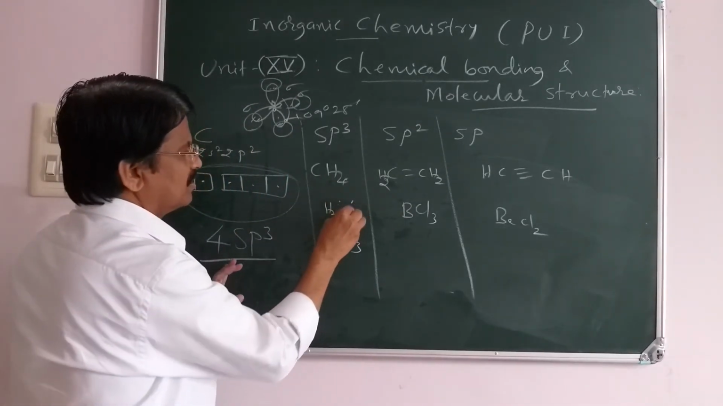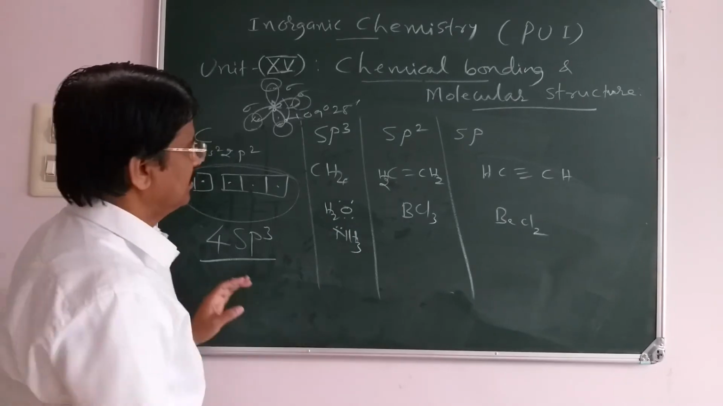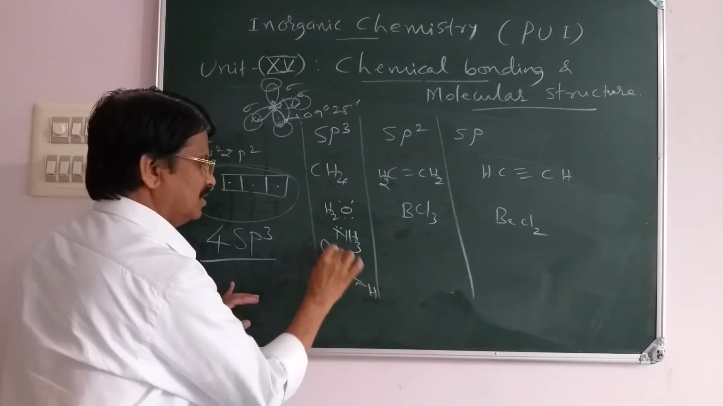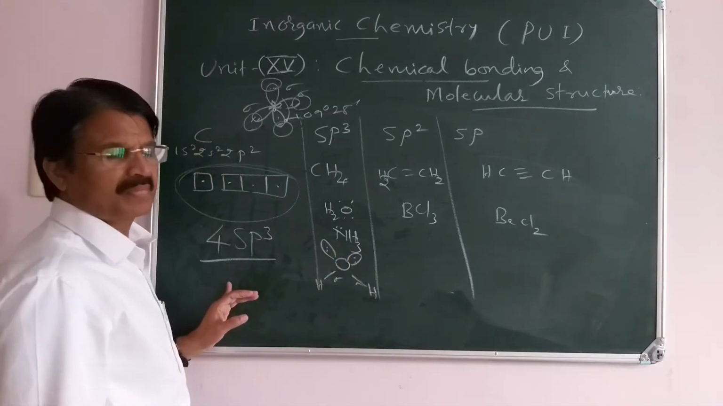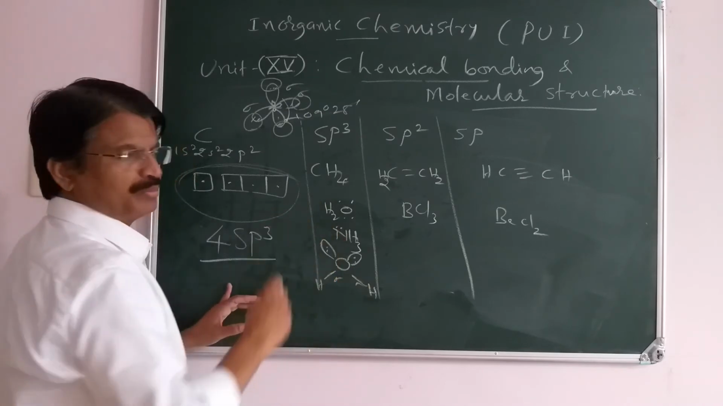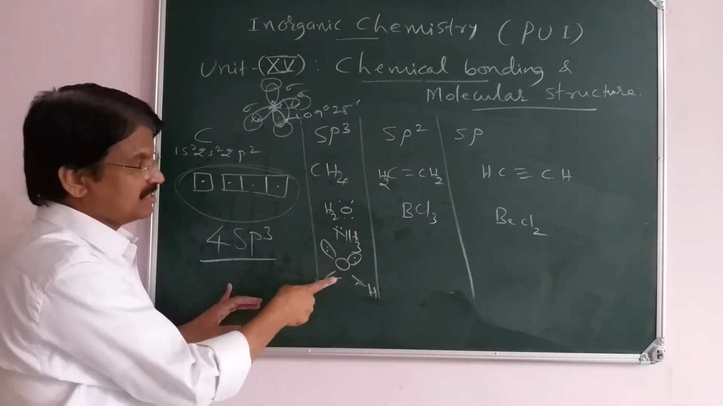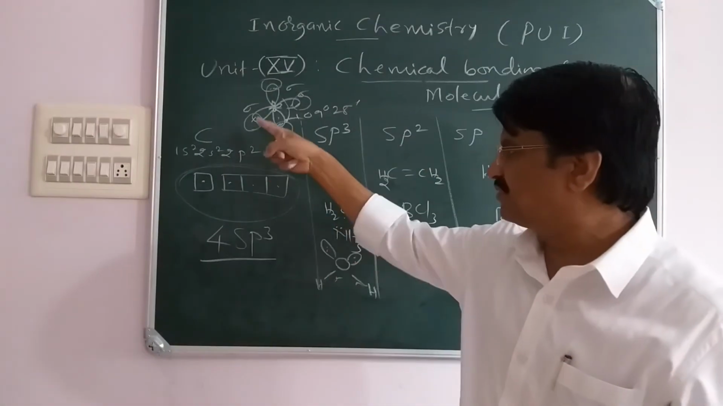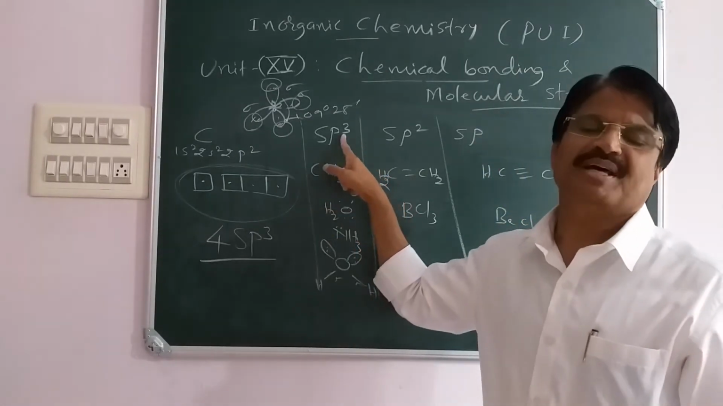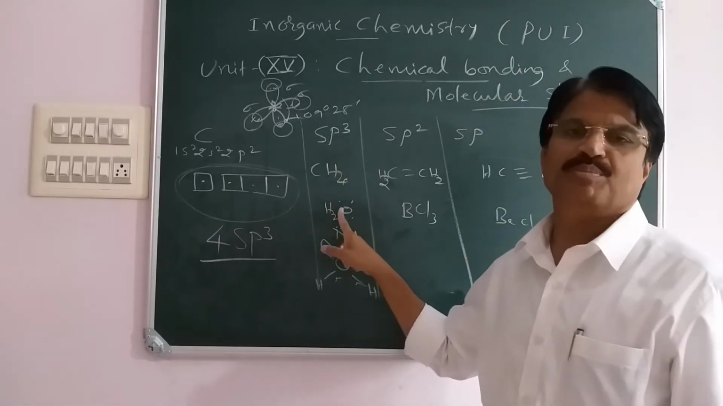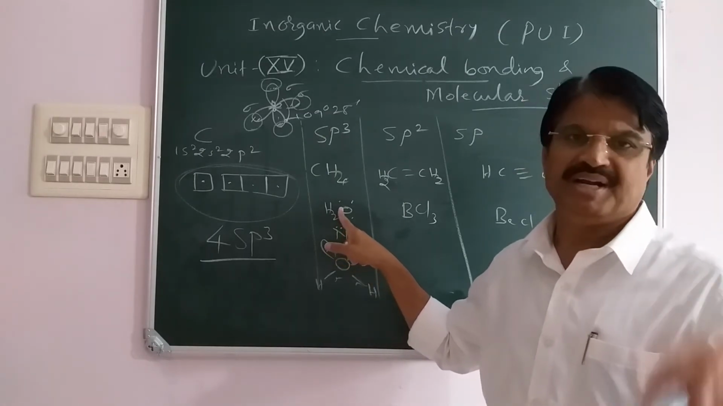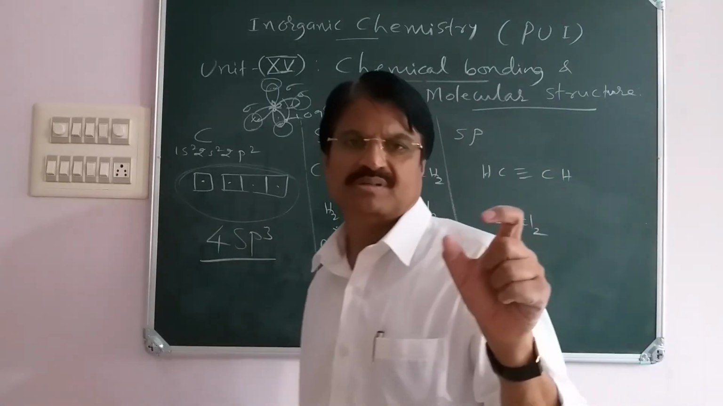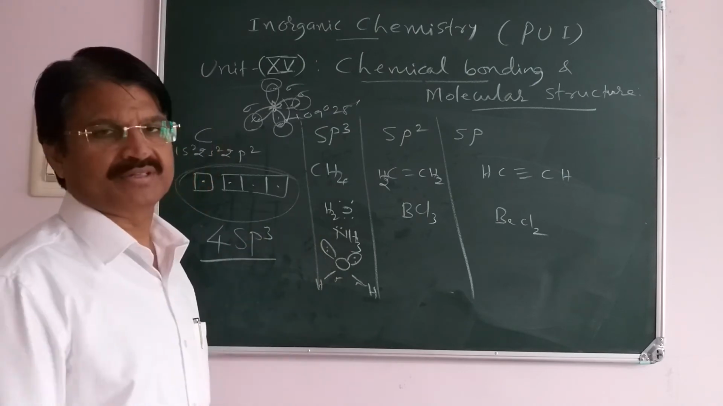But in case of water and ammonia, see what happens. In this case also, there is a formation of a sigma bond like this, and there are two lone pairs. In case of ammonia, one lone pair, and it is pyramidal. This one is a bent structure, this one tetrahedral. Therefore, the geometry of the molecule depends upon the number of lone pairs. No lone pair, sp3 hybridized, tetrahedral. Two lone pairs, sp3 hybridized, bent structure. One lone pair, sp3 hybridized, and it is a pyramidal structure.